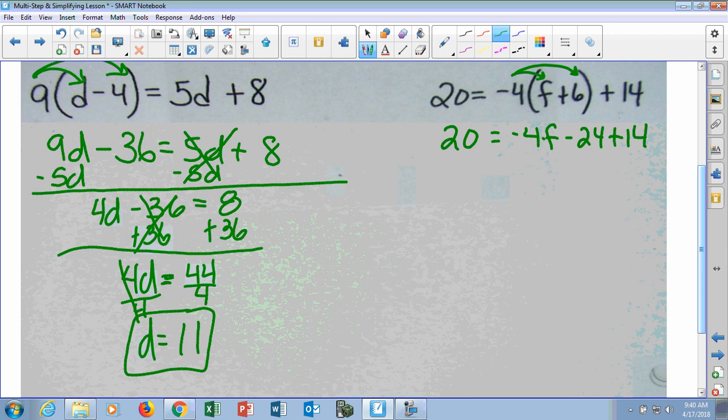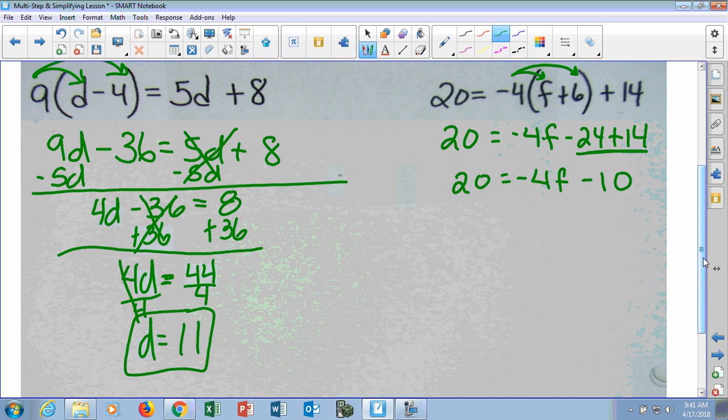Now notice on the right-hand side, I have some like terms, right? What can I do to those like terms? I can combine them. So, what's negative 24 plus 14? Negative 24 plus 14, Braden? Negative 10. All right, we're getting there now. What's my next step? Do I have variables on both sides? No. So what can I do now? Who wants to help me here? Braden? Once you add 10.